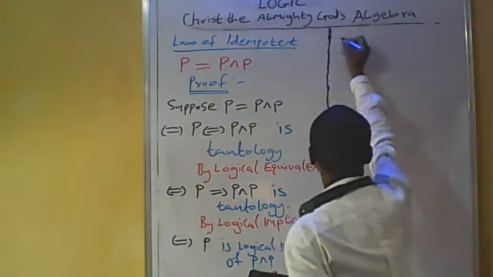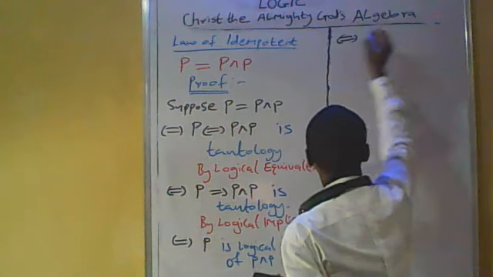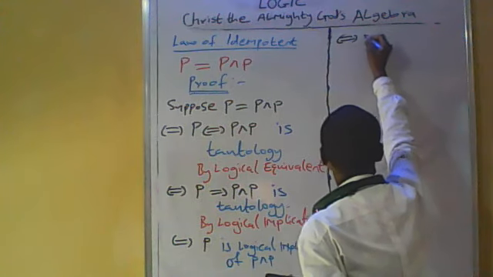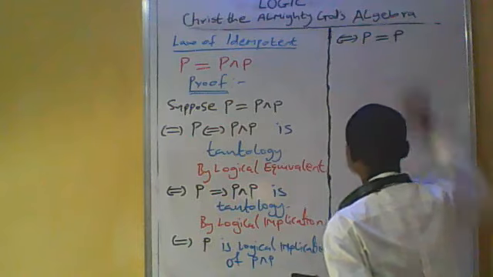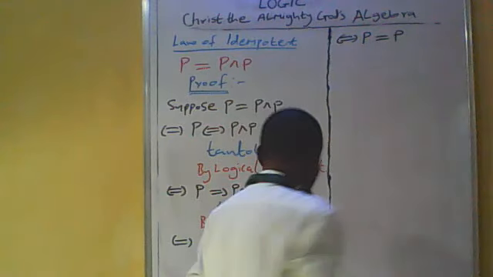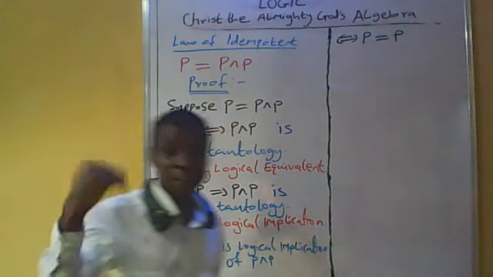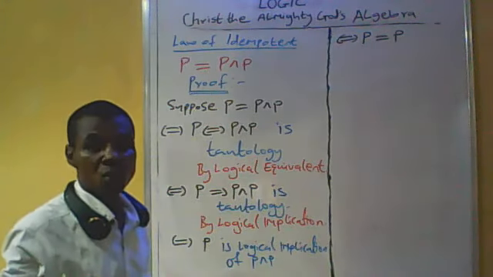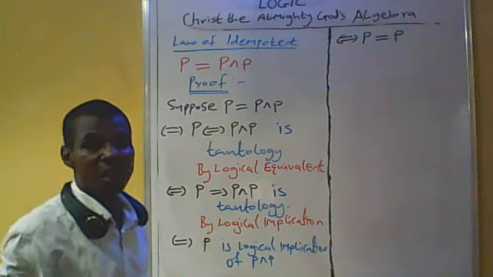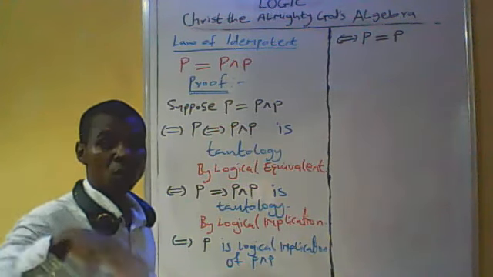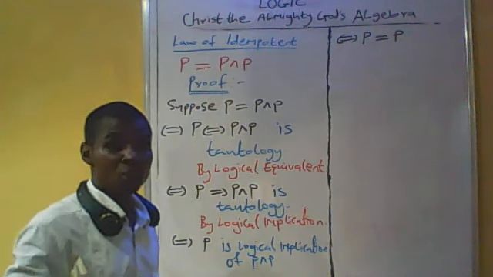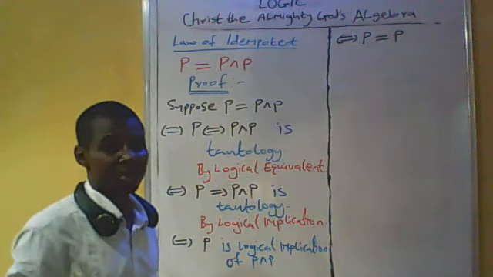So if and only if P is equal to P. That means the logical implication is equal to itself. And it is true that the logical implication is equal to itself because it's logically equivalent.